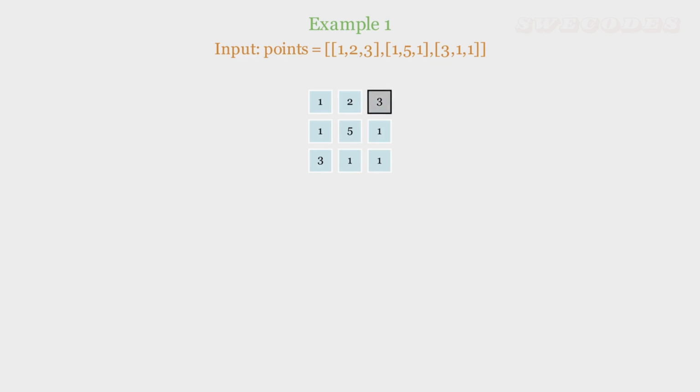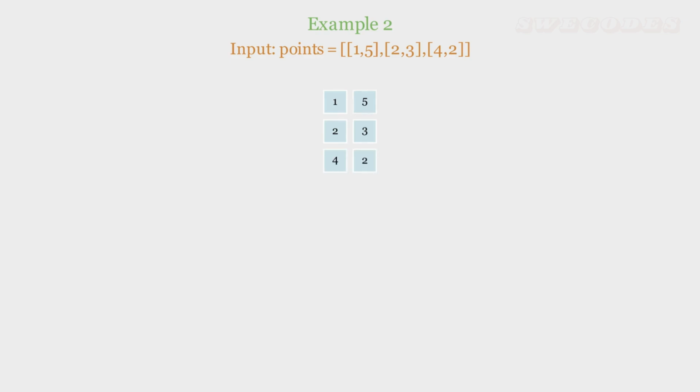We choose the cell with value 3 from the first row, the cell with value 5 from the second row, and the cell with value 3 from the third row. Let's calculate our total points. We sum up the selected values, 3 plus 5 plus 3, which equals 11. But wait, we need to subtract the number of rows minus 1, which is 2. So our final score is 11 minus 2, which is 9 points. Great! Now let's move on to example 2 for a slightly different scenario.